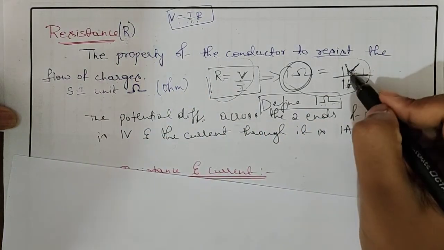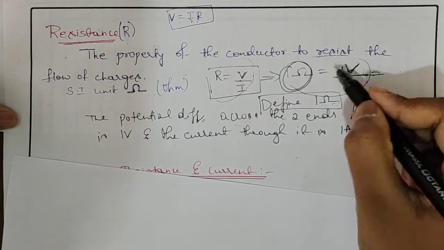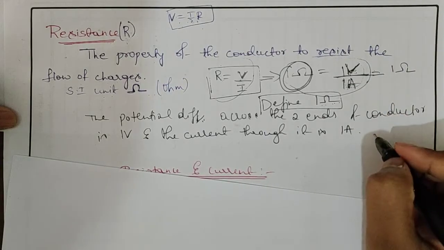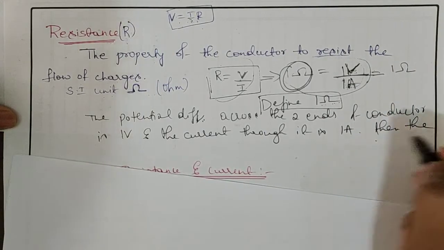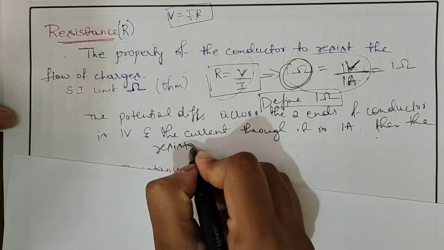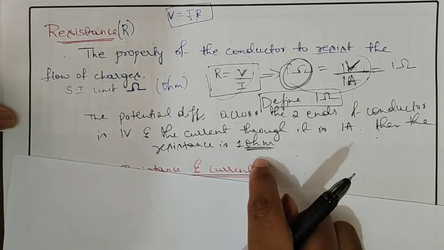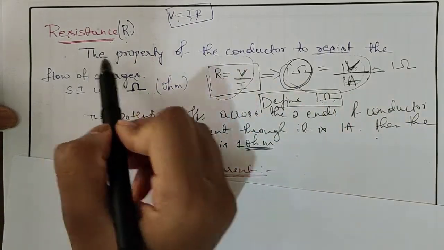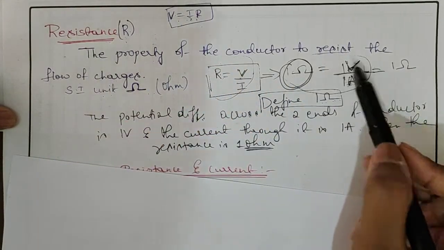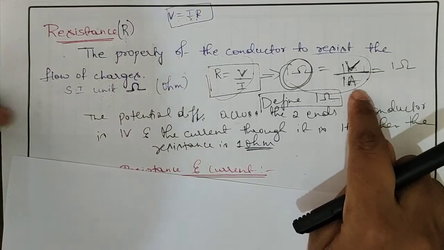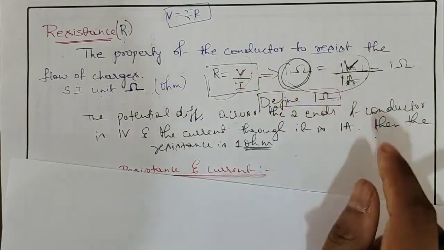So then when we have 1 volt divided by 1 ampere, of course the resistance will be 1 ohm, right? So then the resistance is 1 ohm. Now this is the answer. If they ask what is resistance, you can write this one. If they ask what is 1 ohm, you need to define the formula based on the SI unit. That's all. So this is all about resistance.